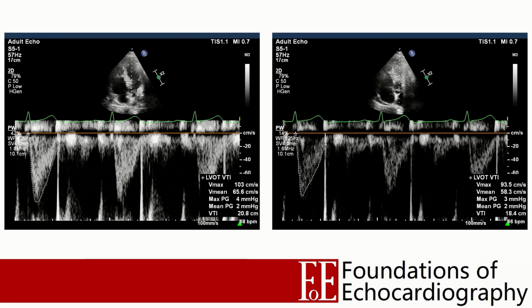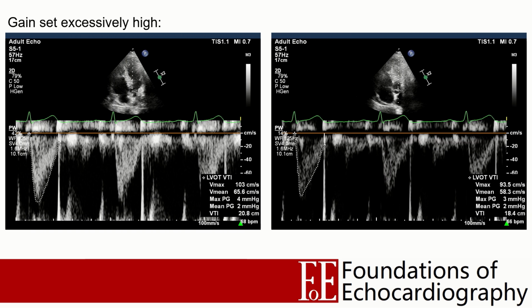Finally, we adjust the Doppler signal gain. My personal practice is to decrease the gain to a very low setting, but one which allows me to still clearly see the envelope. Measuring an overgain Doppler trace will typically lead to an overestimation of velocities.